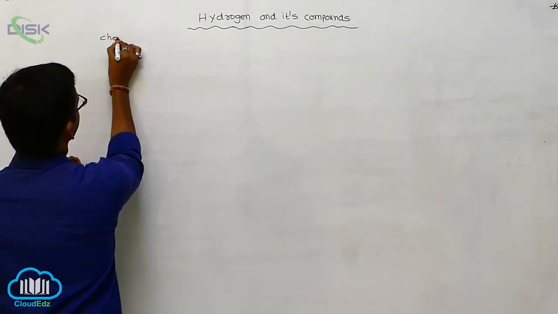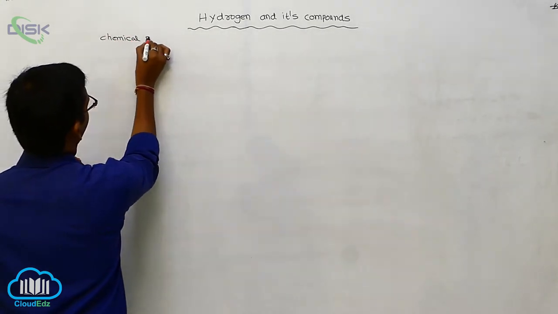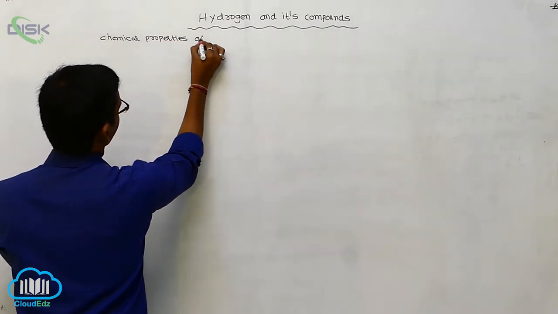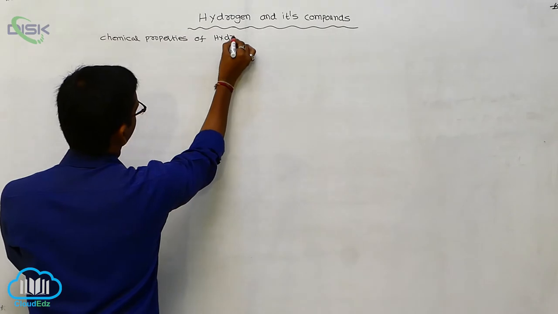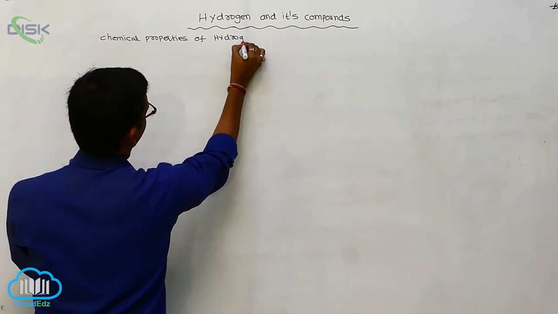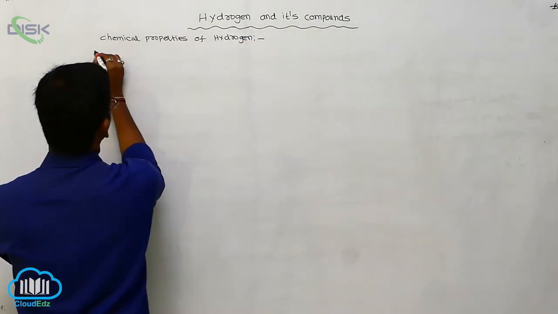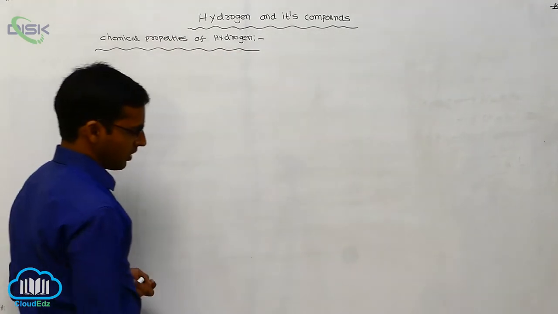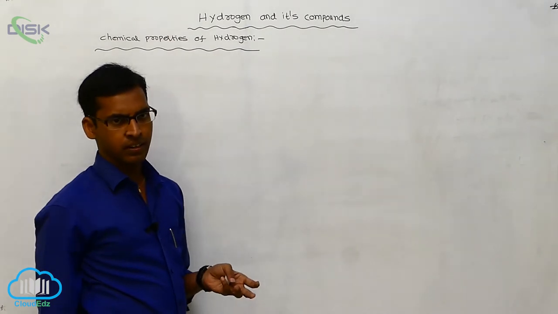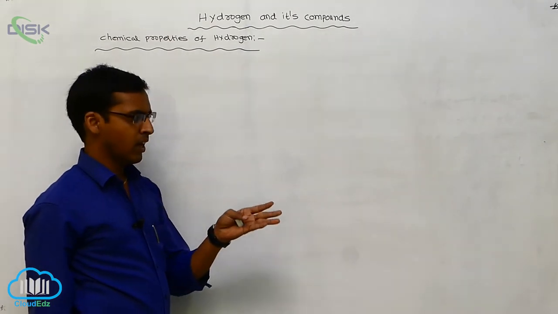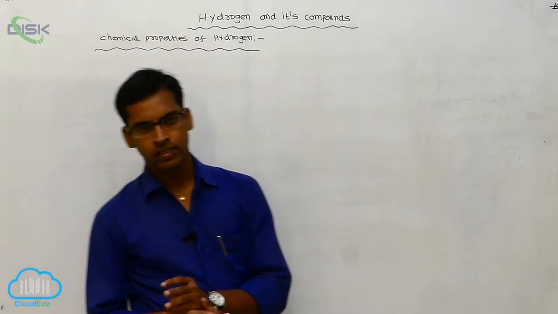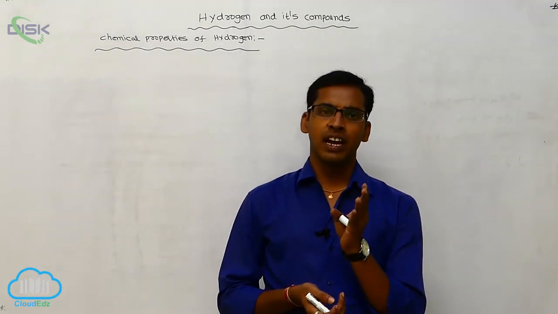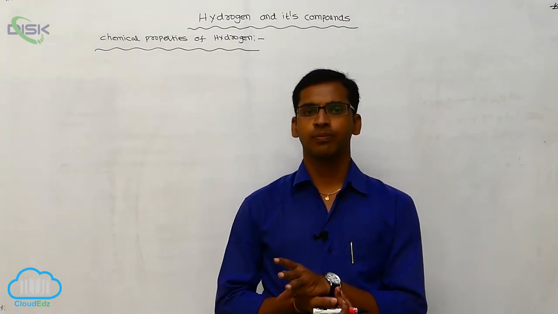Chemical properties of hydrogen. So in that, the first one is reaction with halogens. Whenever metals react with halogen, they give metallic halides. And the next one is reaction with nitrogen: nitrogen reacts with hydrogen to give ammonia.